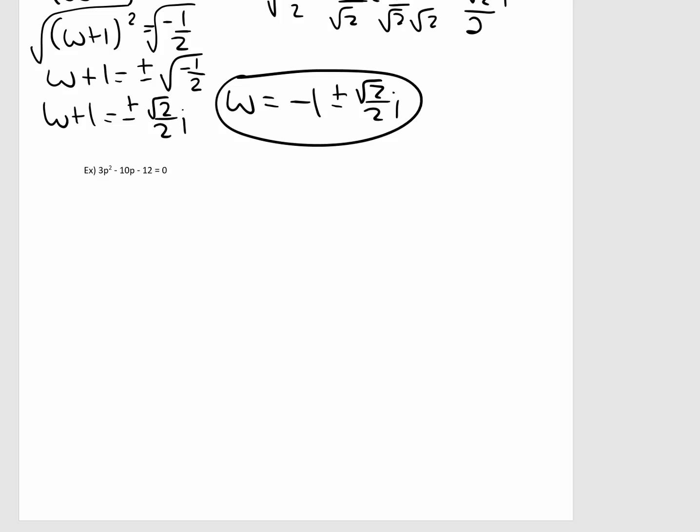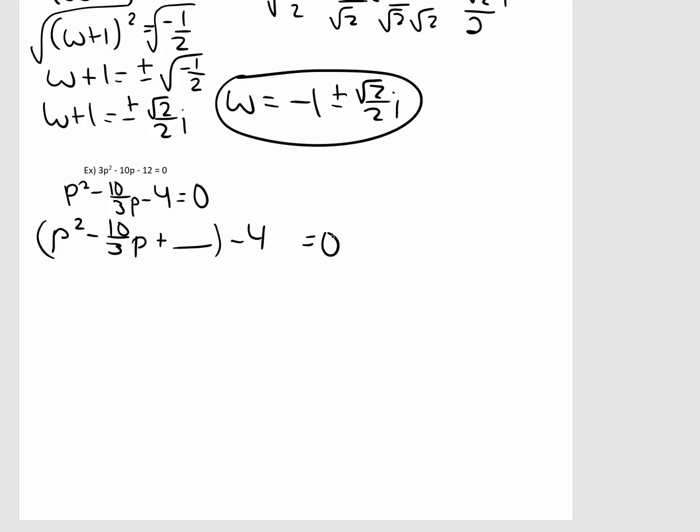All right, so let's take a look at the next example. Again, notice the leading coefficient is a 3. In order for me to complete the square, I must divide every single term by 3 first. All right, so let's write it in the form. Now, let's complete the square.